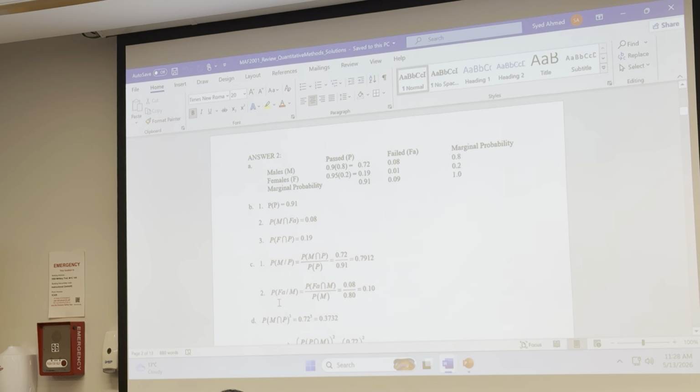So this is how you are going to denote it. If the person has passed the course, what's the probability that the person is a male? Put down the joint probability of male and passing over here and divide by the probability of passing. 0.72 divided by 0.91 is 0.7912. You guys are okay?